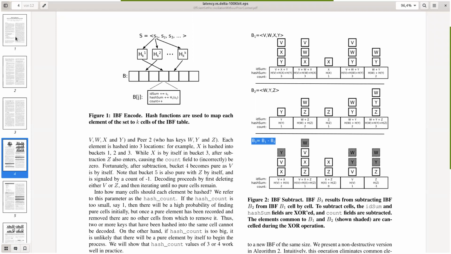So the final algorithm looks like node A sends the strata estimator to node B. Node B can use that to figure out how big the set difference probably is. And then it can send a calibrated IBF, the correct number of cells for the estimated difference size, to that first node. And then that first node can calculate the difference. And we're done. We have a set difference.